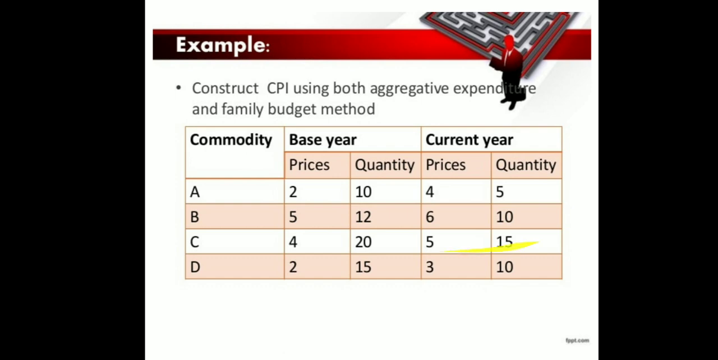Next, let us take up an example. It would be more clear then. Construct the consumer price index, which is also called the cost of living index number. Both are the same. Construct the consumer price index number or cost of living index number using both the aggregate expenditure method and the family budget method. Commodities are given with base year and current year prices and quantities. Base year is P0 Q0 and current year is P1 Q1.